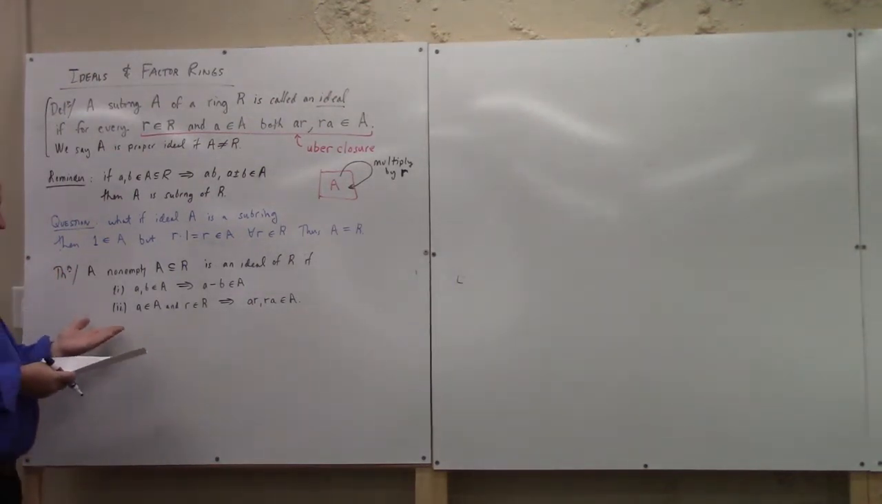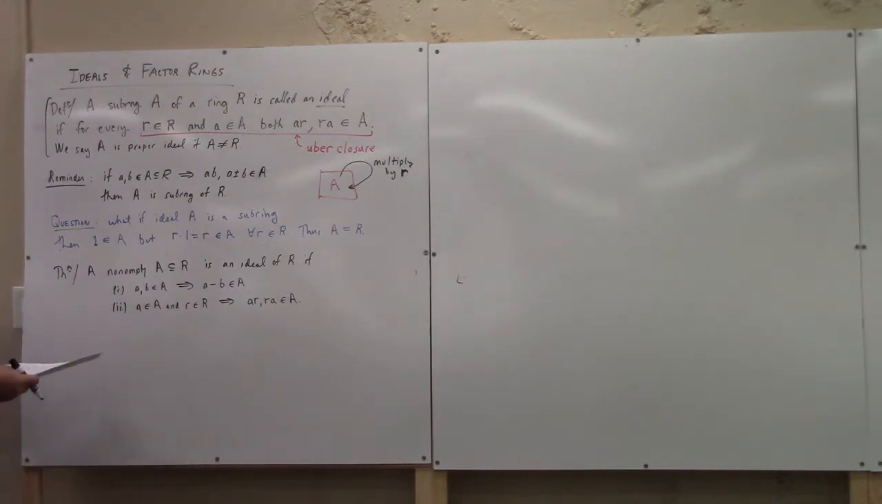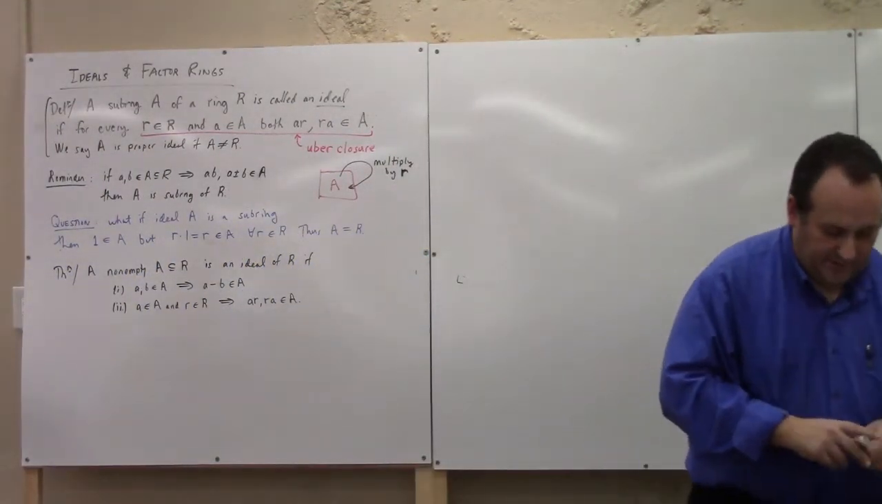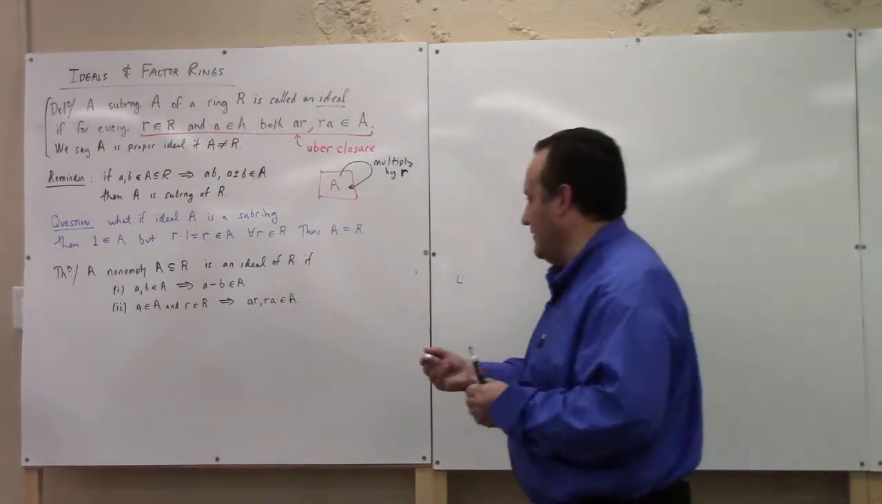And of course, Uber closure is the extra thing you need to get an ideal. So anyway, this is not a deep theorem. This is just how we can check something's an ideal. Okay, so just as a calculational benchmark, what are two sort of stupid examples of ideals in any ring R?